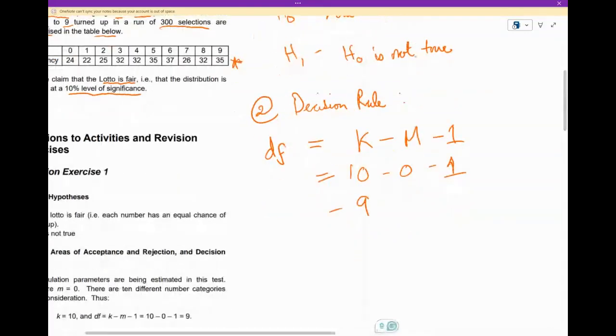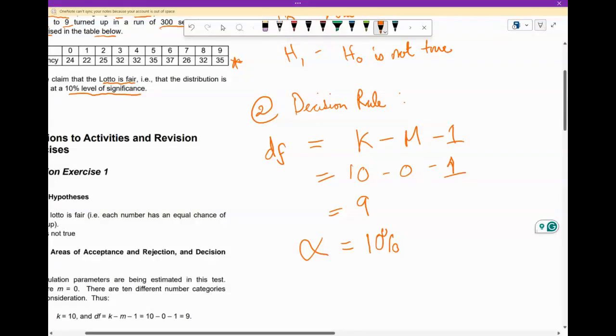But then we also need alpha, which we know is 10%, our level of significance. Now we can get our chi-square value. What is it, guys? 21. Please double check. We're looking at 9 as the degrees of freedom, and then 10% is your alpha.